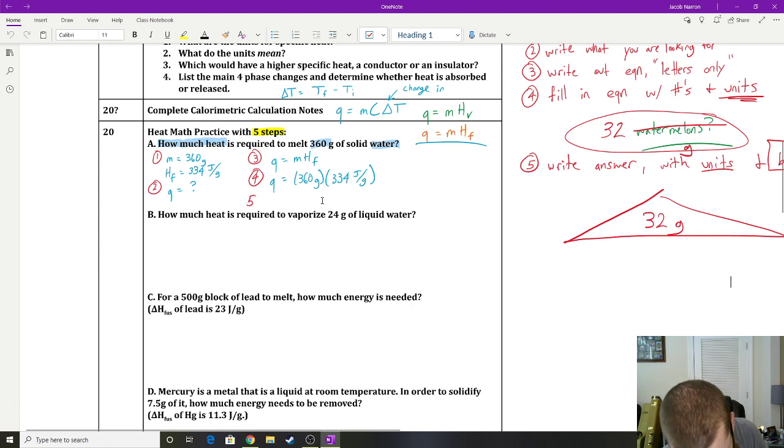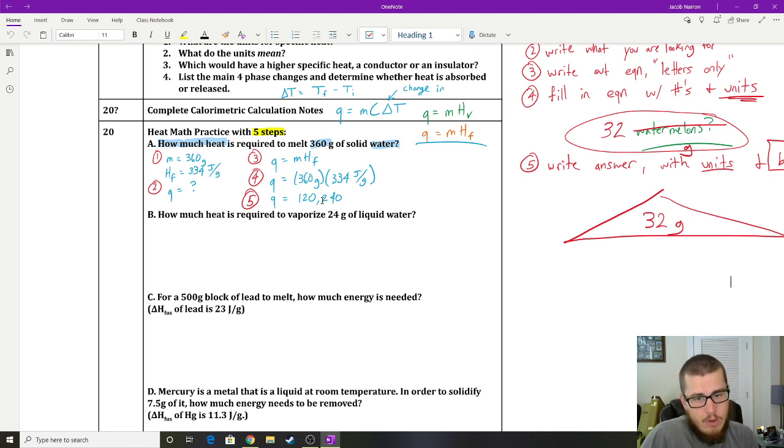Step number 5. Okay, I've got my calculator here. 360 times 334. And I get a huge number, which honestly makes sense. Joules are actually a pretty small unit of energy. That's why we usually will measure car energy in horsepower. That's why we measure our food energy in calories. Joules are pretty small. So I'm getting a really big number, and that makes sense to me. So I get 120,240.